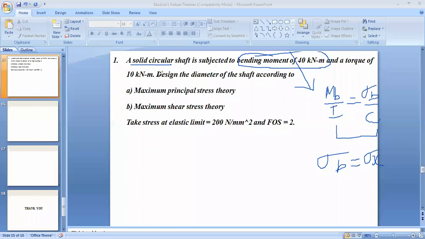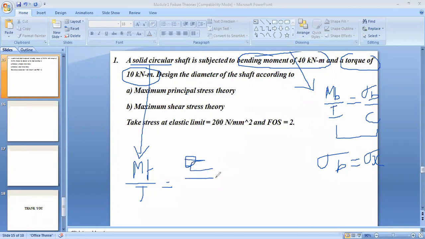Next, the torque of 10 kilonewton meter is given. From the torque, again apply the pure torsional equation: M_t by J is equal to G theta by L, that is equal to tau by R. Directly take only tau by R. From this, calculate tau. What is tau equal to? Tau xy. Now what is sigma y? Sigma y is 0.